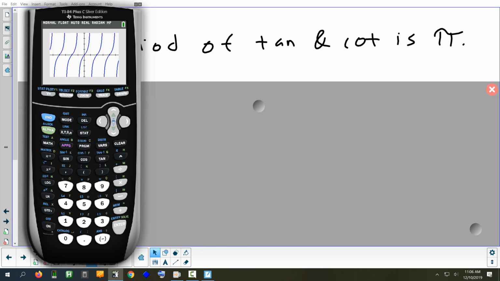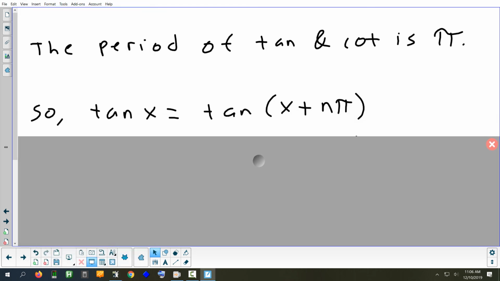So, if I typed in, okay, in degrees, I'm doing this in degrees, tangent of 10. I should be able to type in tangent of what? And it would come out exactly the same. 190. Should be able to add 180 to that. And it does. Comes out exactly the same. So that idea, I'm summarizing right there.